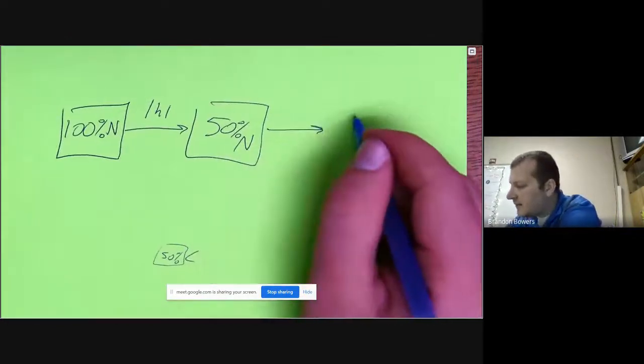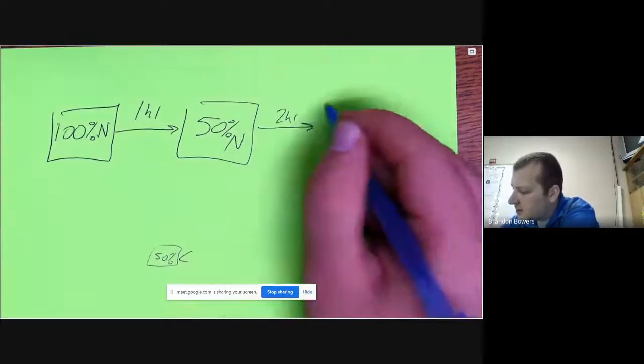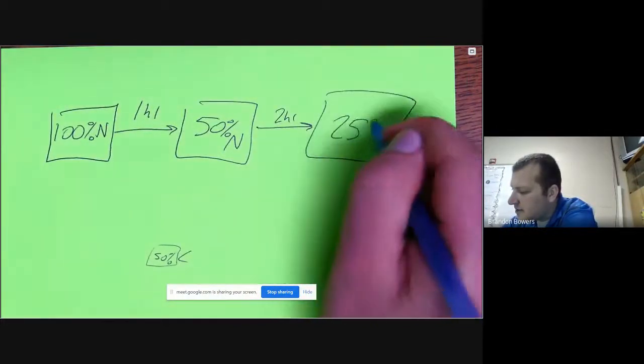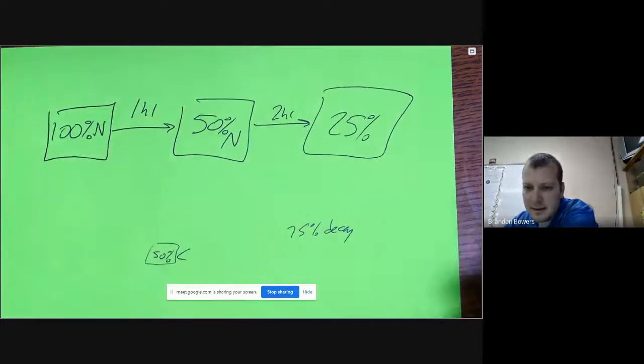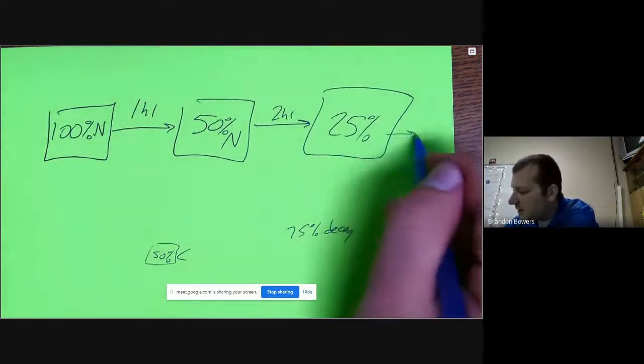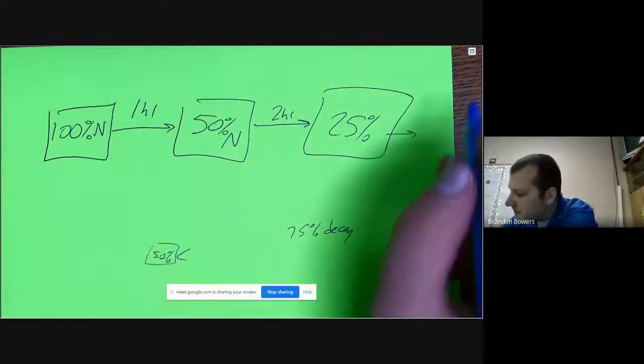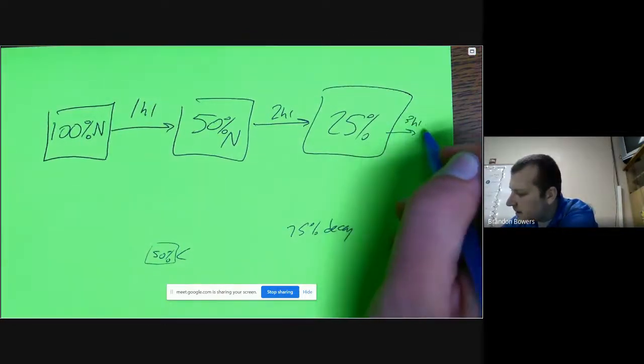A second half-life would make that into 25%, which means 75% decayed. A third half-life would be 12.5, etc. Okay?